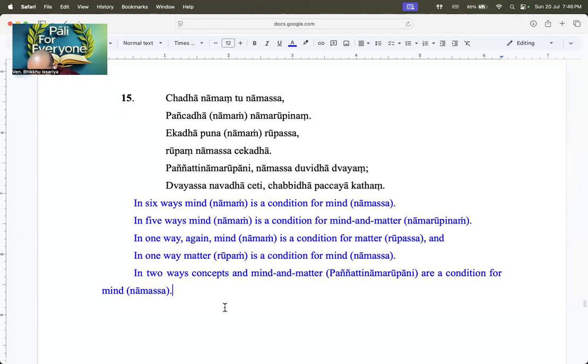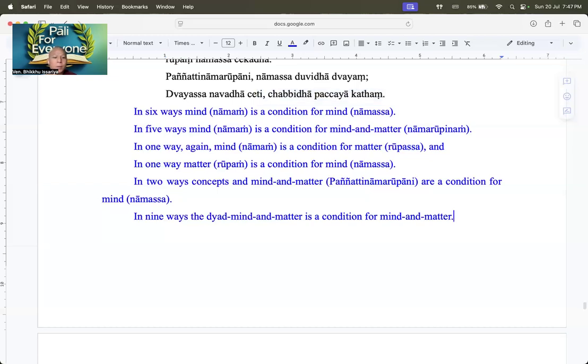So in nine ways, the mind and matter is a condition for mind and matter. Okay. So finally, iti chabita picchaya katan. So that is the conclusion.